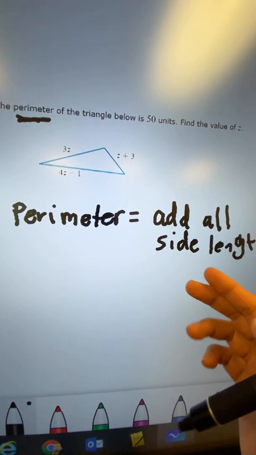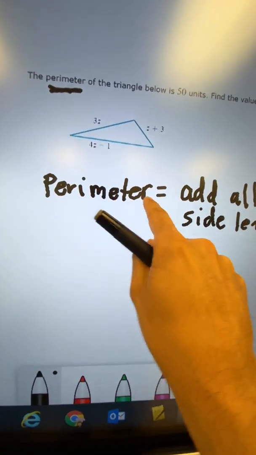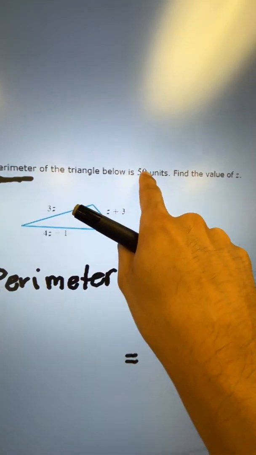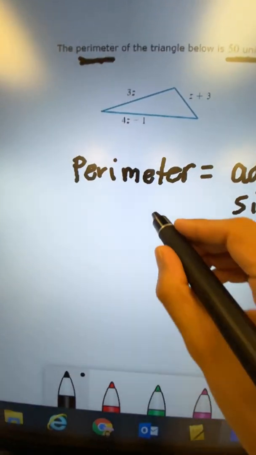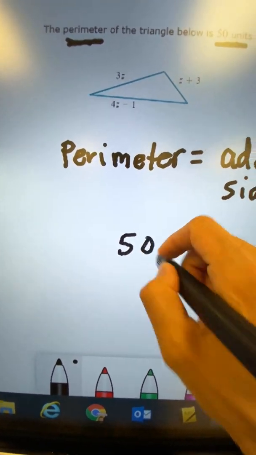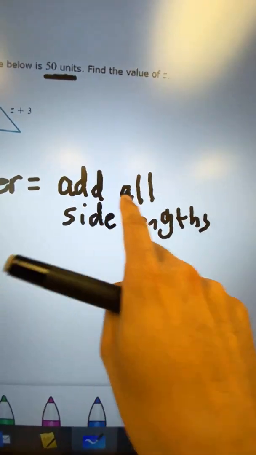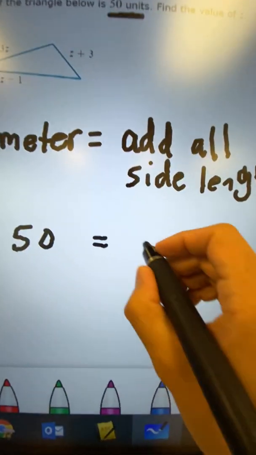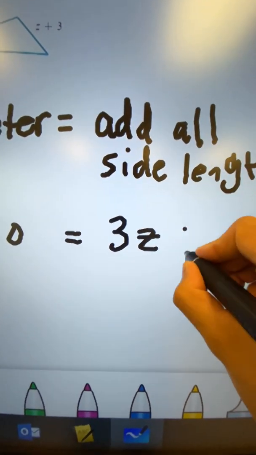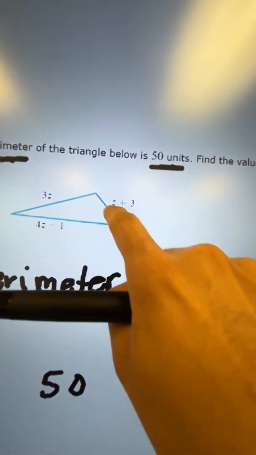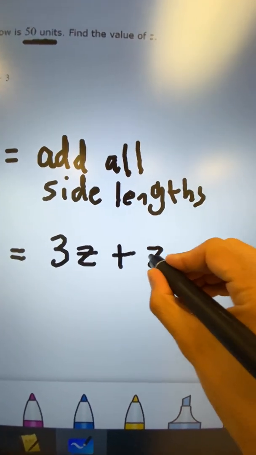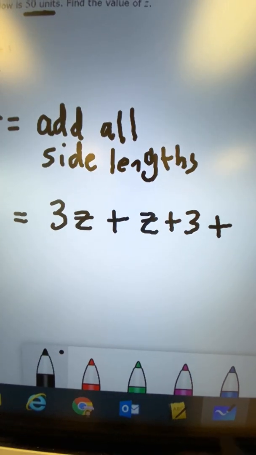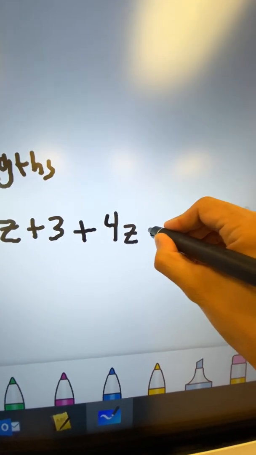If I wanted to set up an equation for this one, we just substitute what we know. How much was the perimeter? They said the perimeter was 50 units. That's the length of the perimeter, so I'm going to substitute the 50 in place of it. The other side says add all side lengths. What represents the length of these sides would be 3z. That's one of my sides, so I add that length. Plus, the length of this side is z plus 3. Plus the third side, which is 4z minus 1.